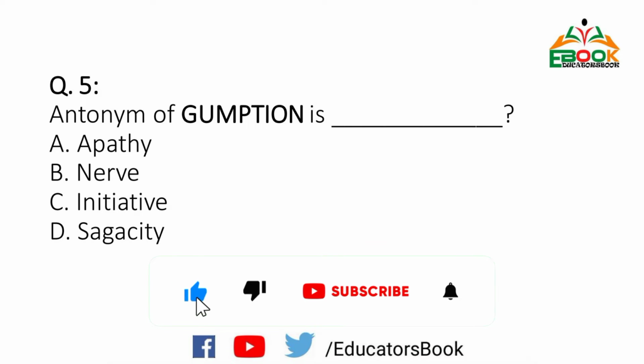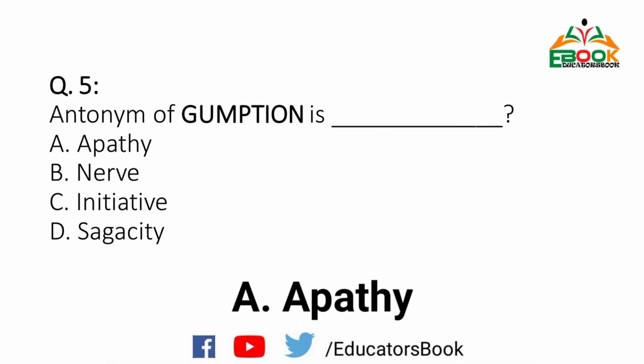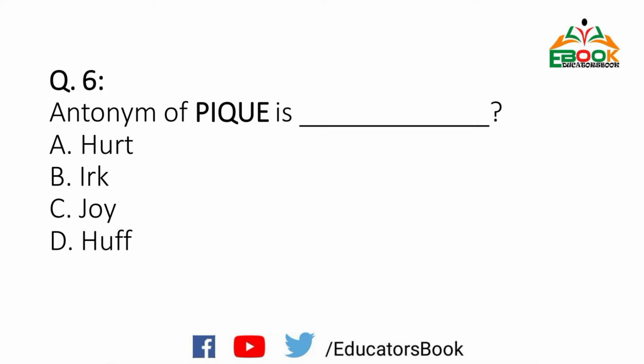Question number 5. Antonym of gumption is A. Apathy, B. Nerve, C. Initiative, D. Sagacity. The correct answer is option A, apathy.